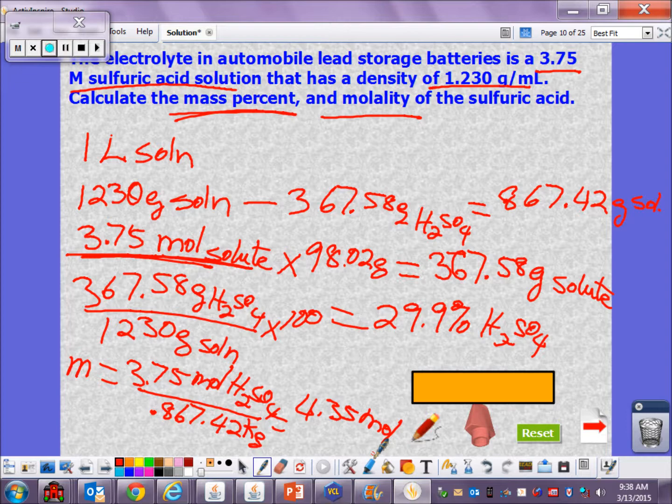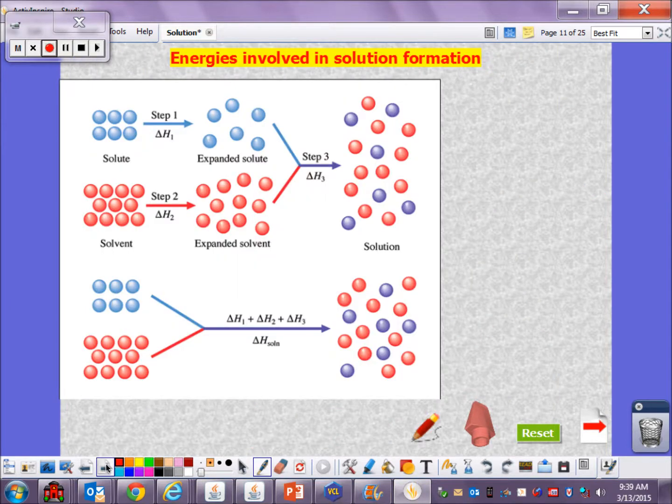Now, what is the molarity again? 3.75. The molality is 4.35. So you see, they are different. The other thing I need you to remember is that molarity, the big M, is temperature dependent, while molality is not temperature dependent. This is a common question for free responses.